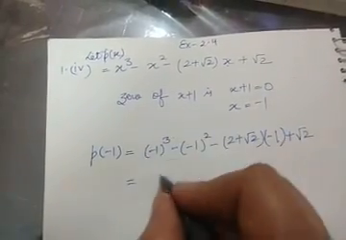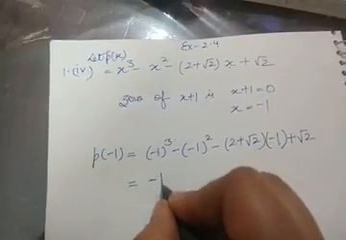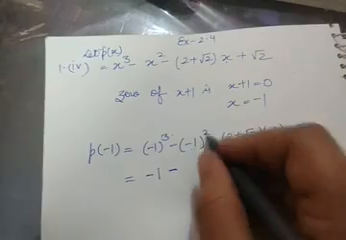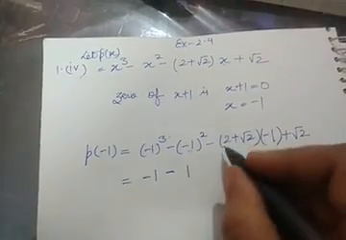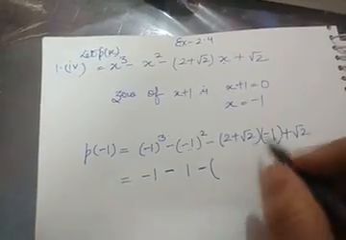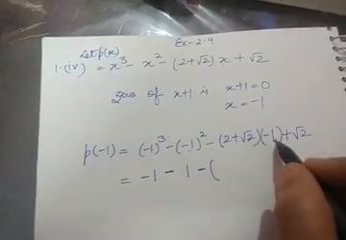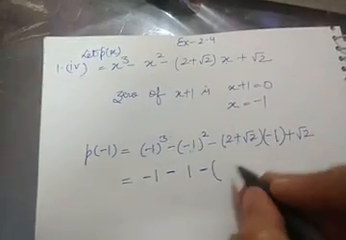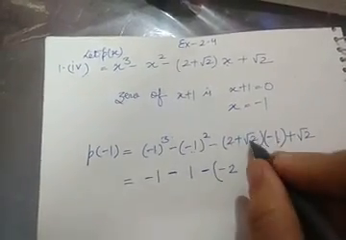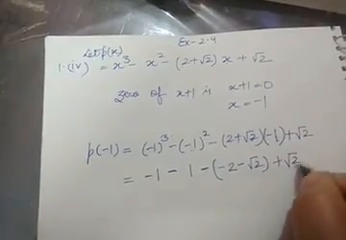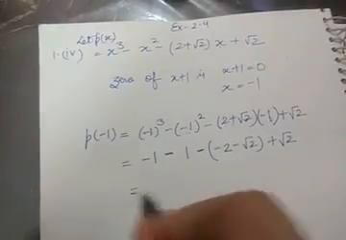Minus 1 whole cube: negative sign, odd power, so negative, minus 1. Negative sign, even power: minus 1 whole square will be 1. Now this minus sign as it is. This 2 plus root 2 into minus 1, these are in multiplication. So 2 into minus 1 is minus 2, root 2 into minus 1 is minus root 2, plus root 2. Okay, so let's solve it.